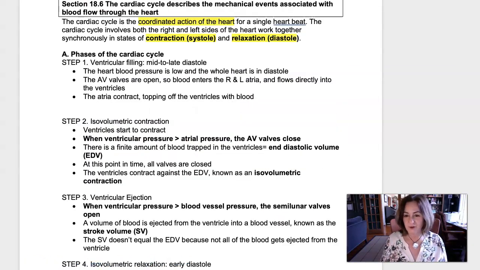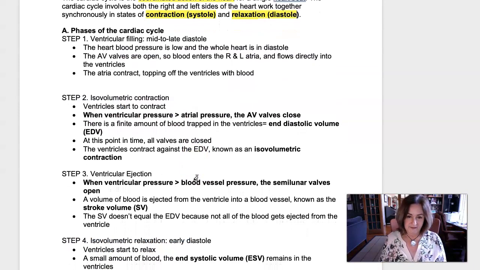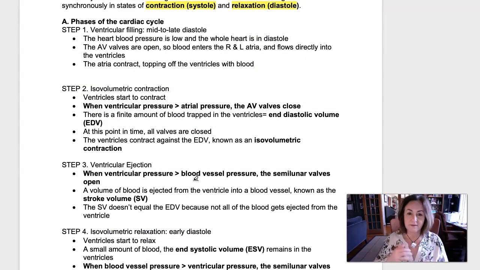I'm going to go back to the notes and just show you that I did, like I said, in a bullet list, try to explain this. So heart blood pressure is low, the whole heart's in diastole, the AV valves are open, blood's entering into the atria, flows directly into the ventricles, and then when the atria contract, atrial systole, that tops off the ventricles.